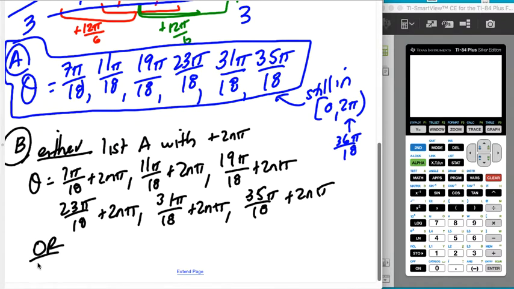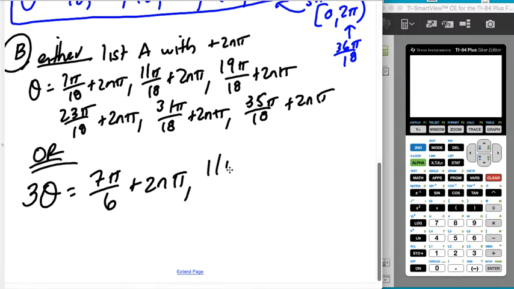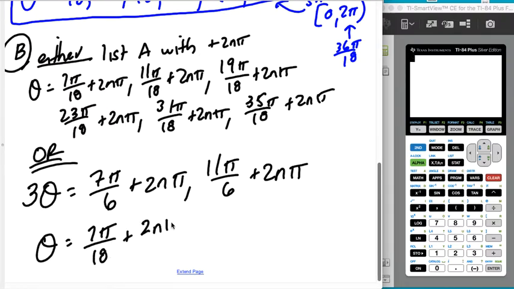Or, and here's kind of a cool trick, I could just forget about going around the circle multiple times. I could say, wait a second, 3 theta was the 2 points that I could see on the circle, the 7 pi over 6 plus 2n pi, and the 11 pi over 6 plus 2n pi, right? And then I could divide everybody by the 3 to solve, and I could get that theta is 7 pi over 18 plus 2n pi over 3, and 11 pi over 18 plus 2n pi over 3.